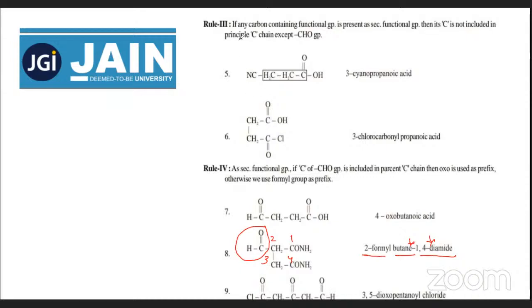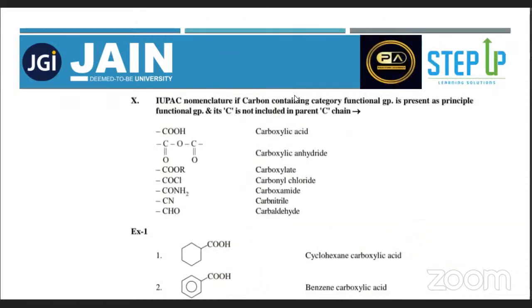How are we supposed to use this? The IUPAC nomenclature: if a carbon-containing functional group is present as a principal functional group and its C cannot be included in the parent chain, then I can't include this in the chain. I can write either this or this. I wrote this one as cyclohexane, because a cyclo compound with 6 carbons is cyclohexane. This cannot be included, so in that case I write it directly as carboxylic acid.